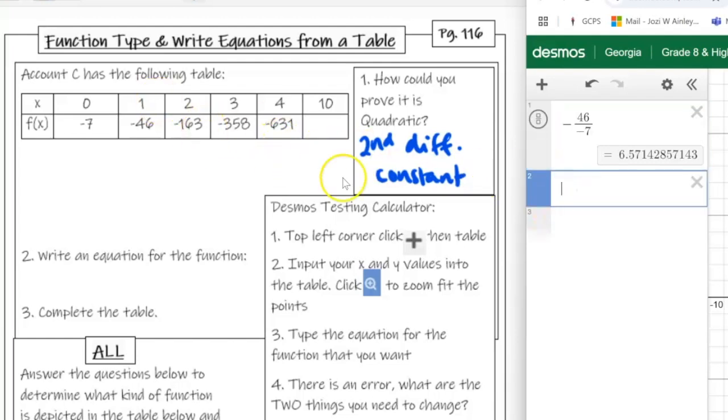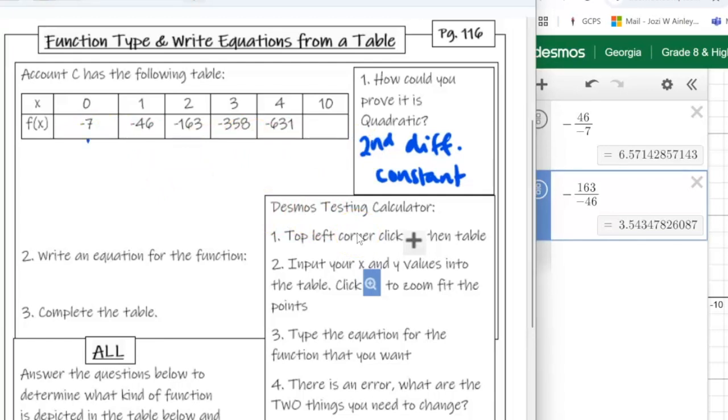So instead of me multiplying by this decimal, I'm just going to check the next two numbers. Negative 163 divided by the previous one, which is negative 46. All right, the ratio is not the same. So these ratios are not constant. So it is not exponential. All right, I'm going to check linear.